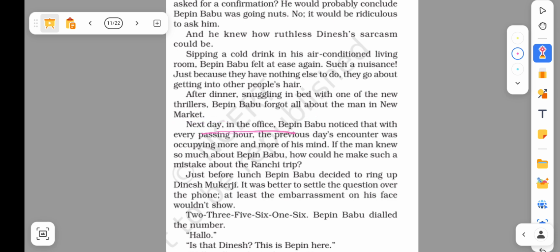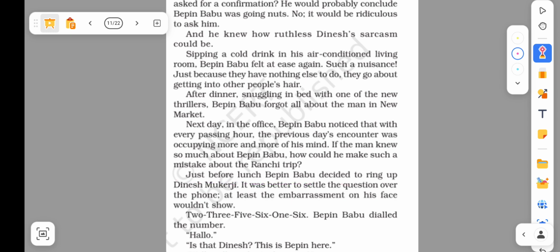New Market. Next day in the office, Bipin Babu noticed that with every passing hour, the previous day's incident was occupying more and more of his mind. If the man knew so much about Bipin Babu, how could he make a mistake about the Rachi trip? Of course, he was thinking about that incident, that if that person knows everything so correctly about Bipin Da, then how could he make a mistake while talking about the Rachi trip?